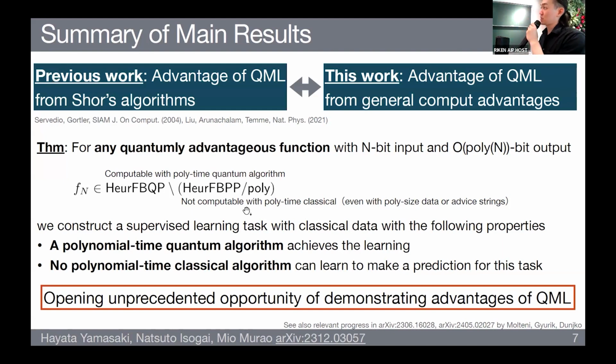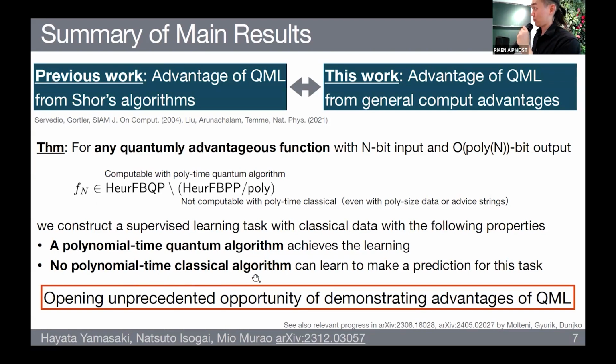Then, for any such quantum advantageous function, we can construct a corresponding supervised learning task with classical data such that some polynomial time quantum algorithm can achieve this learning. We construct such a quantum algorithm. But at the same time, we can prove that no polynomial time classical algorithm can learn to make predictions for this task. Basically, we cannot learn and make a prediction for this learning task as long as we use classical computation.